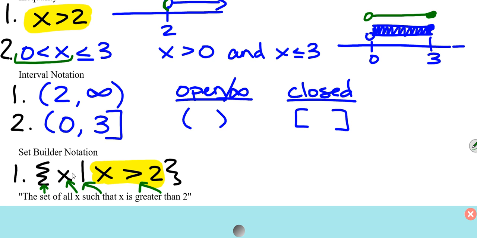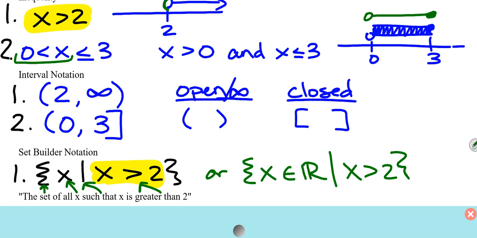Something you might also see written that's exactly the same is we might specify that x is an element of the real numbers such that x is greater than 2. So the real numbers, remember that's everything on the number line, all the fractions, all the decimals, the whole numbers, the positive, the negative numbers, everything. So sometimes it specifies in our domain or our range what set of numbers we're talking about. If it doesn't, it's assuming real numbers unless it states otherwise somewhere else.